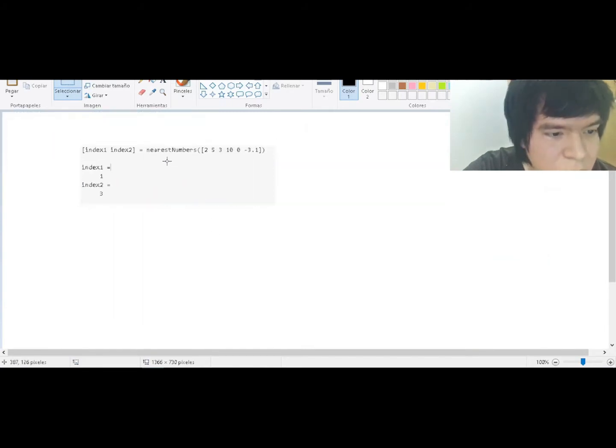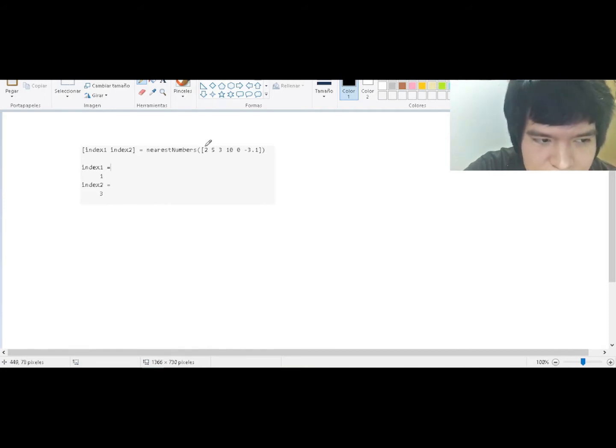Okay, so we have a vector of numbers. A vector is a group of numbers. You have to find some way to work with them, maybe organize them, or maybe apply some function to all of the components of this vector. In this case, we are asked to find the pair that are the nearest numbers.